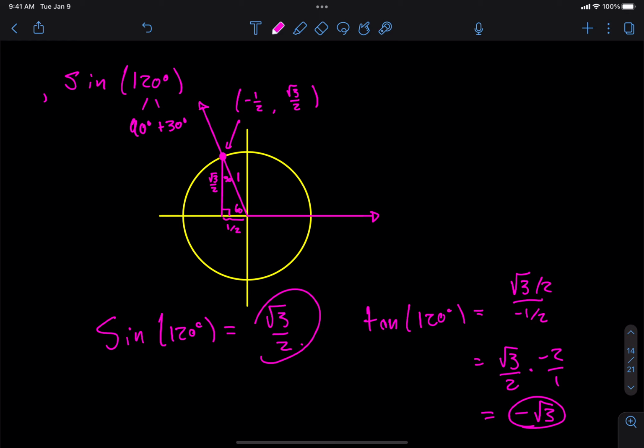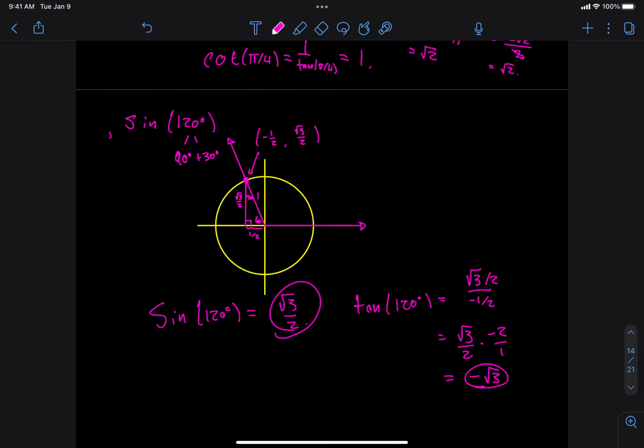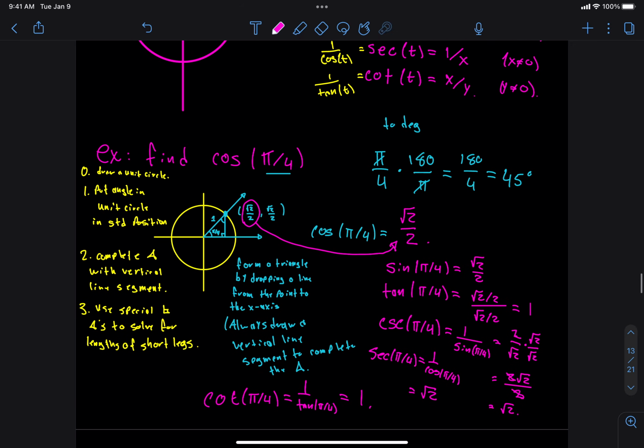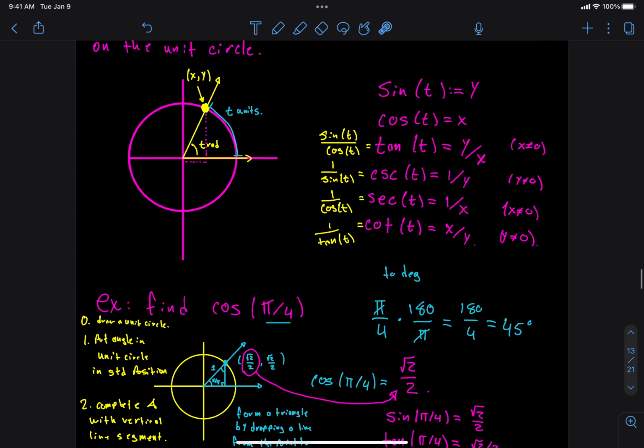Okay? So the steps go: draw a unit circle, put the angle in the unit circle, complete the triangle, and then solve the triangle using special right triangles. From there, we get the x and y, and so to find any of these, you just plug in the y or the x or the y and the x.